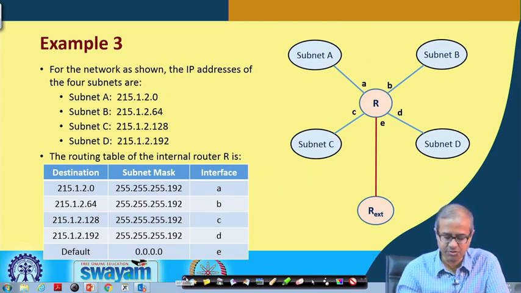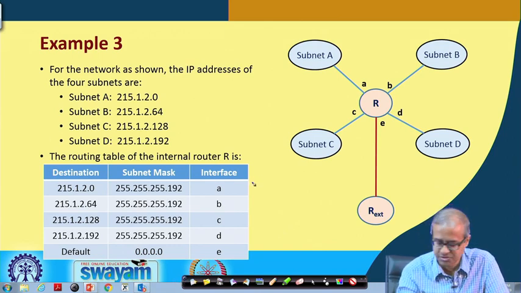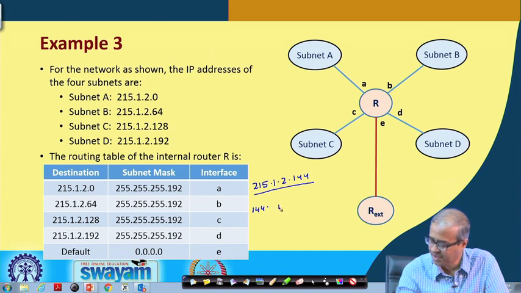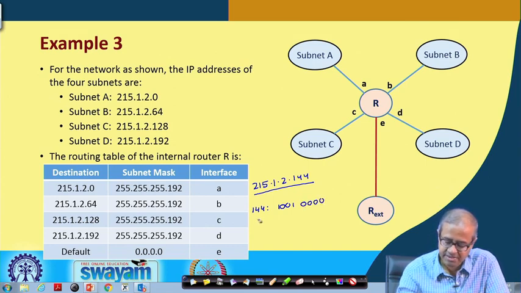Let us look at the third one. The third one had the IP address 215.1.2.144. Now, let us do a similar exercise. What is 144 in binary? 144 is 1001 0000, and this 192, as I said, is 1100 0000. If I do a bit by bit AND, I get 10000000, which is 128.